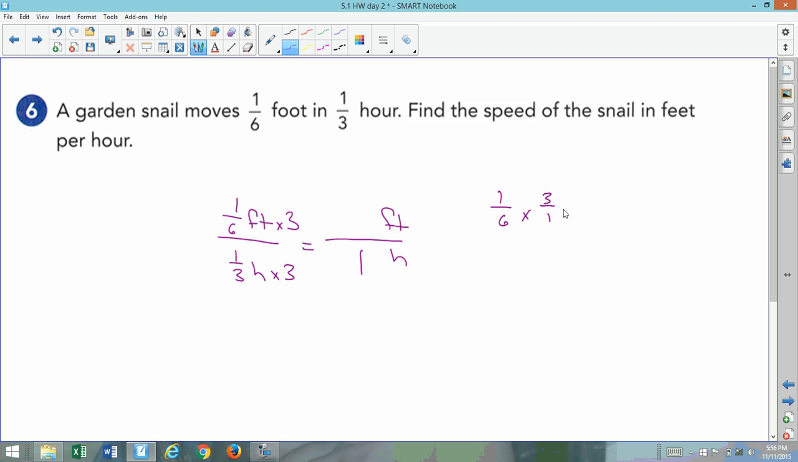I changed to an improper. Always cross cancel if we can. So that means that we get 1, 2. So that snail moves 1/2 of a foot in 1 hour.